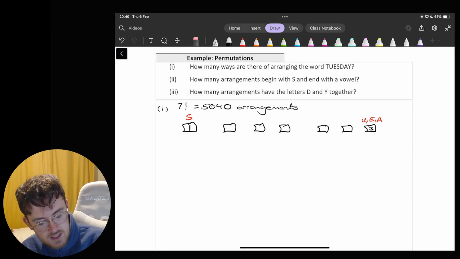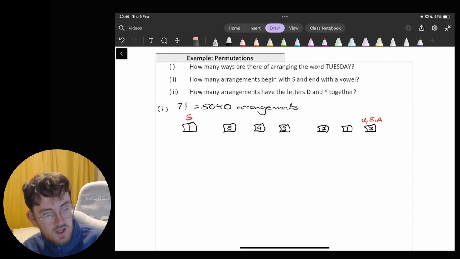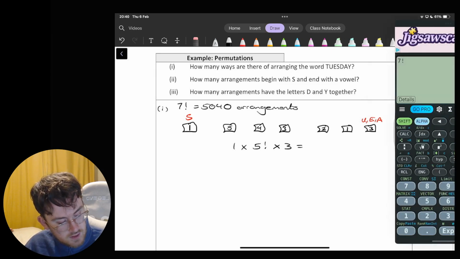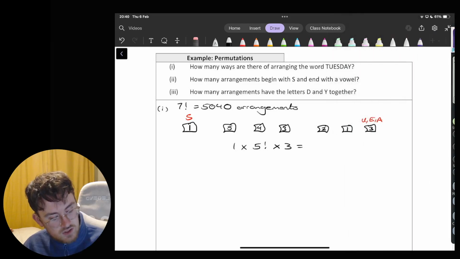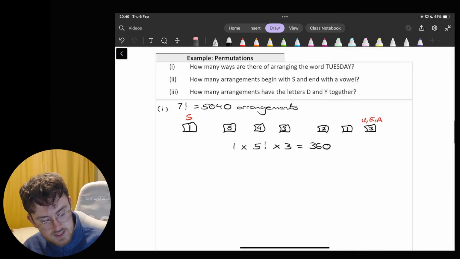So for this second box, there are now 5 options. There's 4 for the next one, 3 for the next one, 2 for the next one, and then 1 for the last one. Okay, we can multiply that out as normal. We could rewrite it as 1 times 5 factorial times 3 if we wanted to, doesn't really matter. But let's go with that. So 3 times 5 factorial is 360. So there's 360 different arrangements of that scenario.